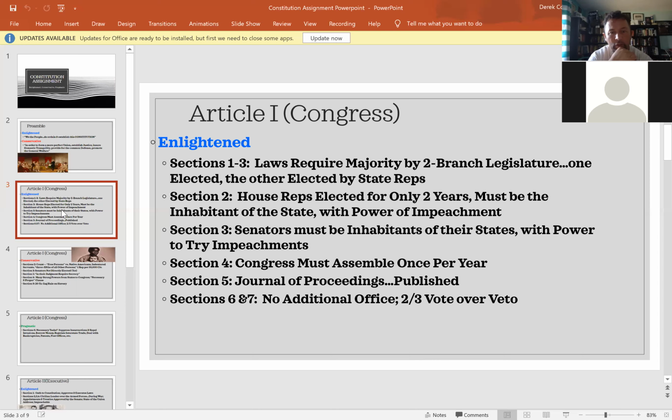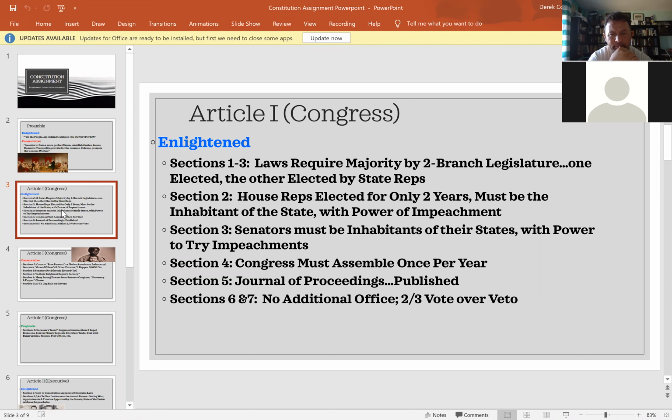Then Section 4: Congress must assemble once per year. So it's holding them accountable to address the issues that the people need addressed and forcing them to assemble at least once a year. They're to keep a journal of the proceedings and from time to time have it published. To me, that smacks of transparency, of making sure that the people know what their elected reps are up to. And so I find that to be enlightened also.